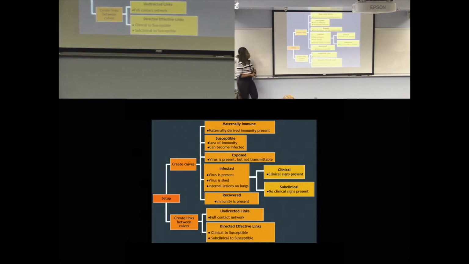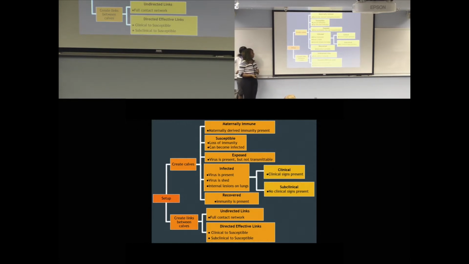In NetLogo, we create calves and create links between calves. The calves were created to be one of 6 disease statuses, which are maternally immune, susceptible, exposed, and infected. The infected calf can be clinically infected or subclinically infected. The clinically infected calves are twice as infectious as the subclinically infected calves. Then they go to the recovered stage.